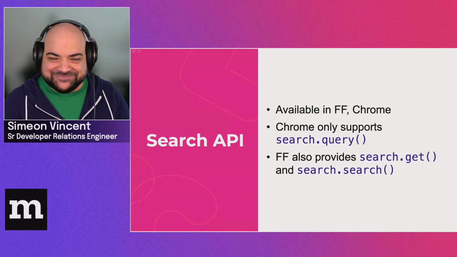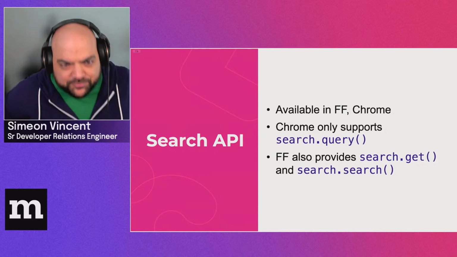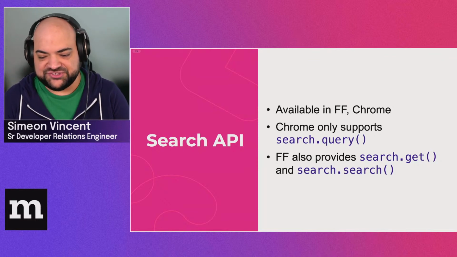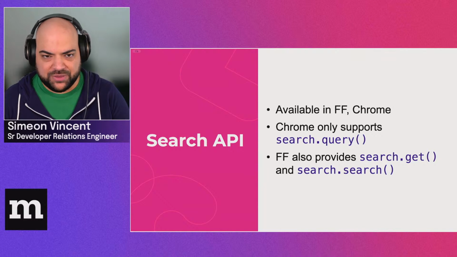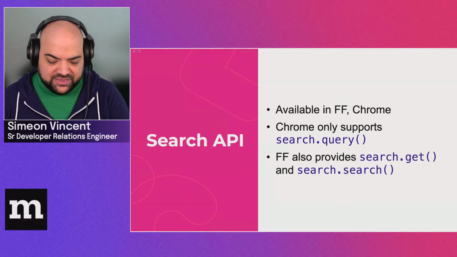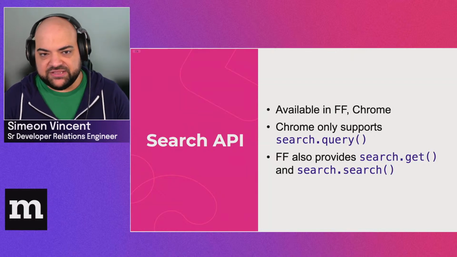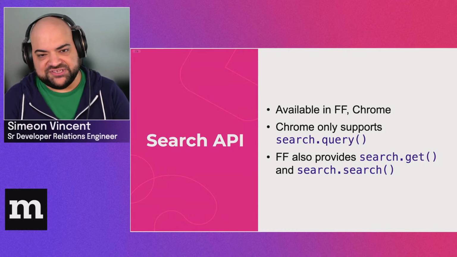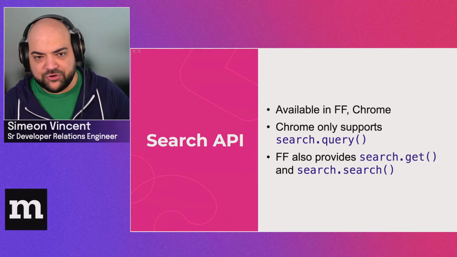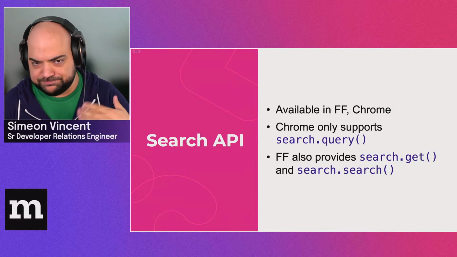Search API. Firefox supports an API that allows you to interact with the registered search engines in your web browser. Chrome has a similar API, but Firefox provides a superset. Chrome only supports the search query method, or the longer name would be chrome.search.query, and then you pass in the text that you want to perform a query on.